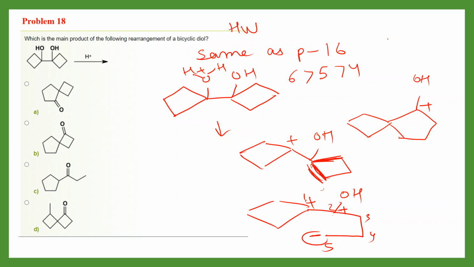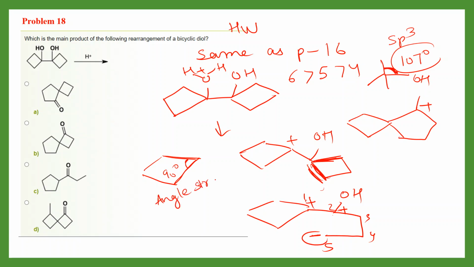Why? See, you know an sp3 carbon, tetrahedral carbon. Can anyone tell me what is bond angle here? 108. Approximately 107 degree or 108 degree. When you are forming cyclobutane, this sp3 carbon is having angle of 90 degree. So very much angle strain is there, right? So to get relief from this strain, these type of ring expansion take place. Understood? Therefore, it is changing from 4 to 5.